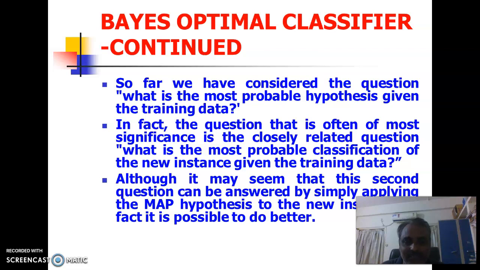Although it may seem that the second question can be answered by simply applying the MAP hypothesis to the new instance, in fact it is possible to do better by going for the most probable classification of the new instance given the training data.